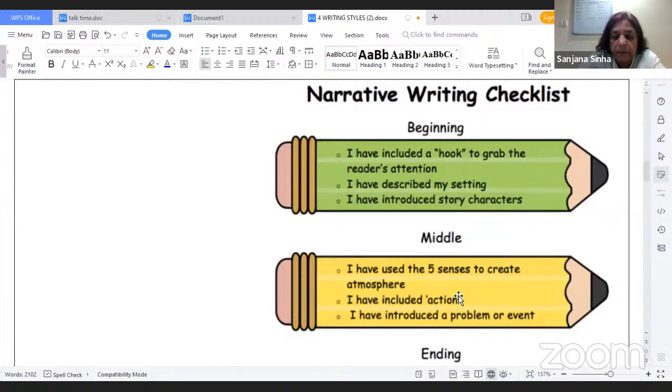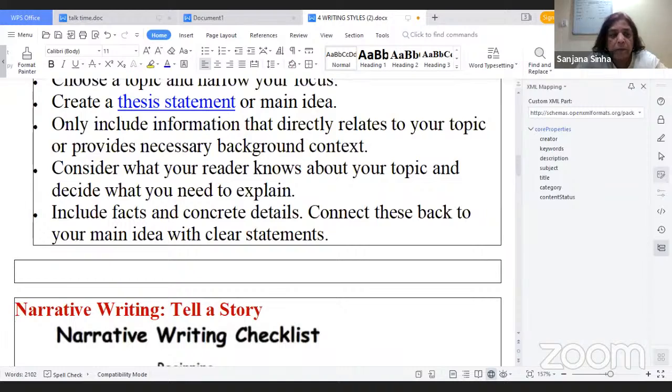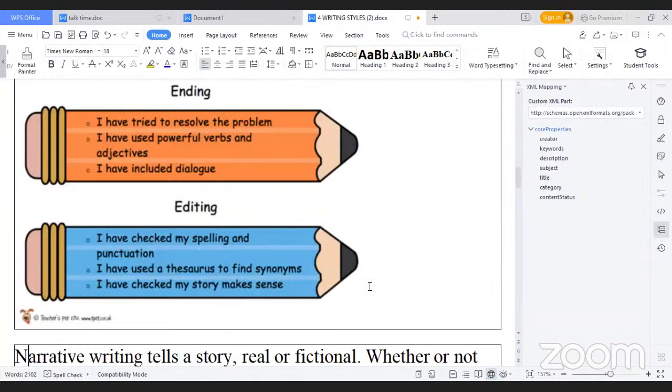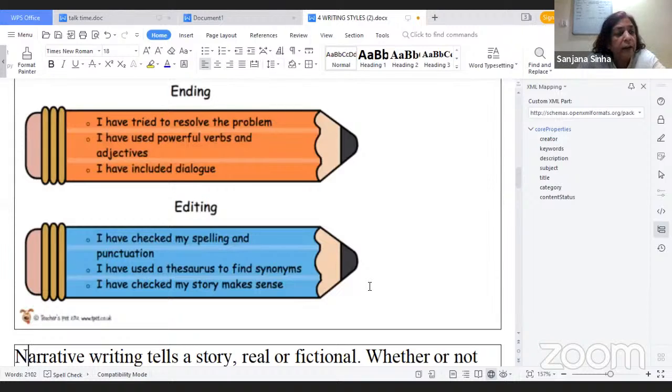So introduce the problem, and finally the solution. Ending. So you try to solve the problem. In the middle part you have introduced, you have encountered a problem. And then what is the ending? The solution of resolving the problem, the solution of the problem, and then you have used powerful verbs.